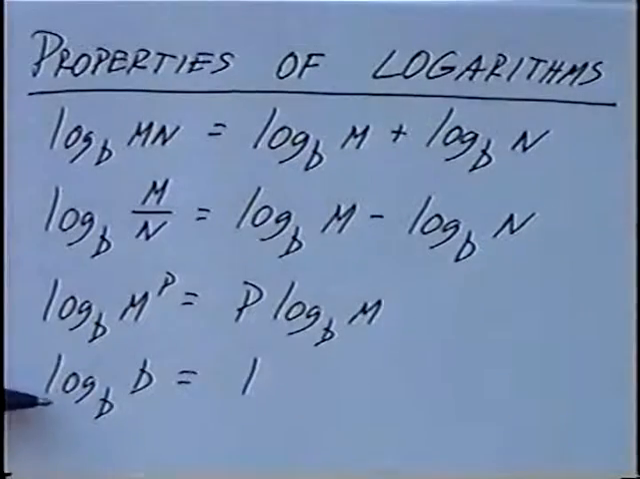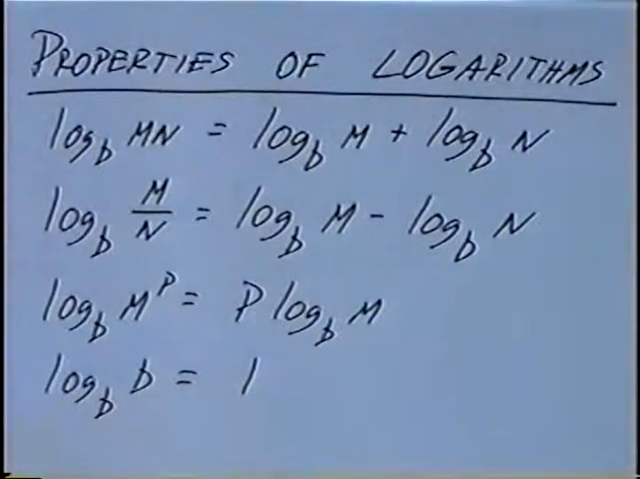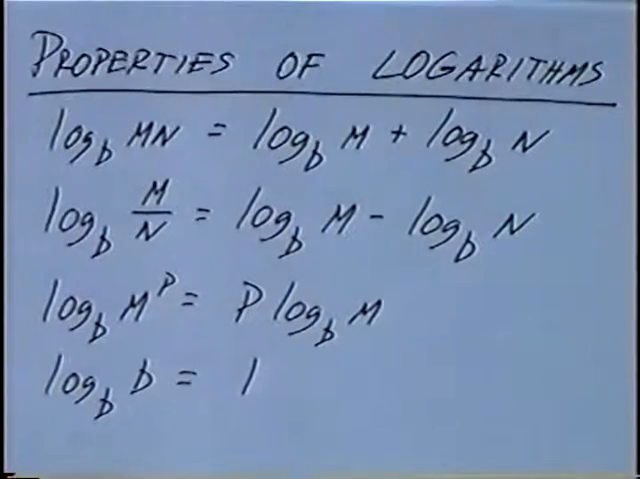And last property, if you have log of b, base b, so you have the same number inside the log that's the same number as the base, those will cancel, and you'll have just one without any logs.